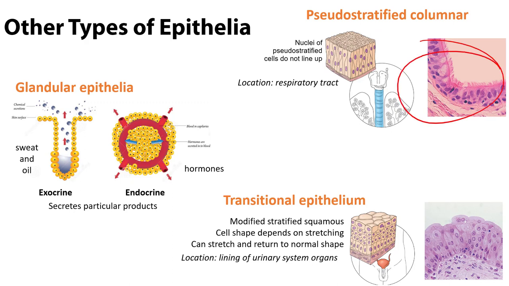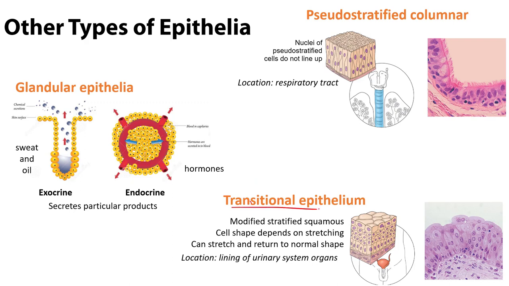You can see here, at first blush, it looks like it might have multiple layers of cells, but as it turns out, it's just one layer, and that's why we call it pseudo. So it's not multiple layers, it's just one, but it looks like it might be, so it's pseudostratified. This is where we find the pseudostratified in our respiratory tract. And you can see it's also ciliated, right? They're all the cilia there.